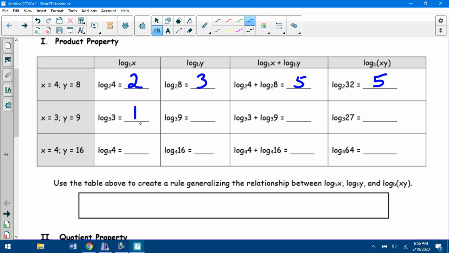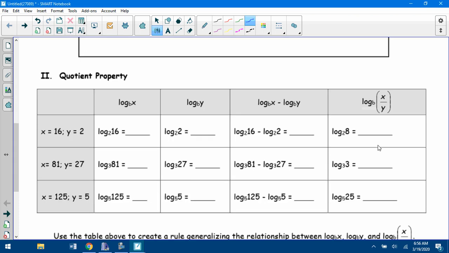That should be 1. 3 to the first is 3. That should be 2. 3 squared is 9. 1 plus 2 is 3. And 3 cubed is 27. Okay? 4 to the first is 4, so that's 1. 4 squared is 16, so that's 2. 1 plus 2 is 3 again. And 4 cubed is 64, so that's 3 also.